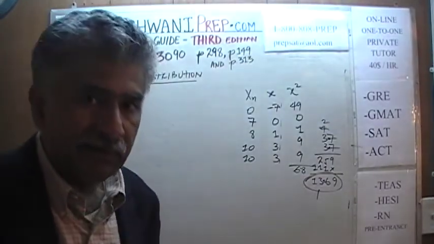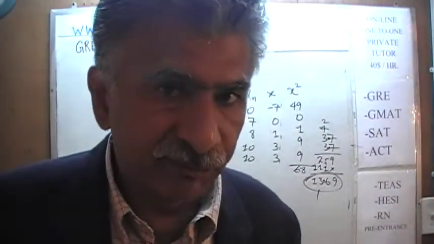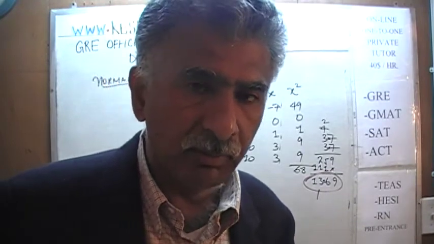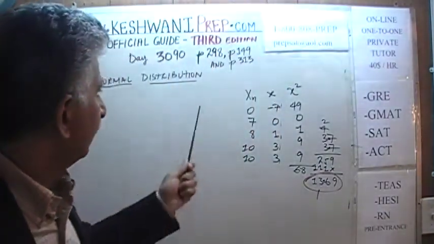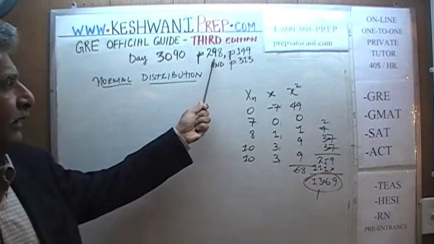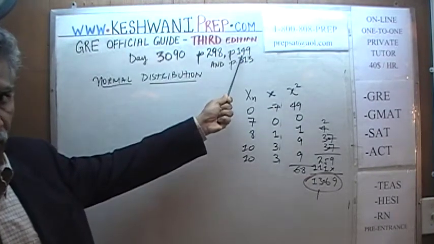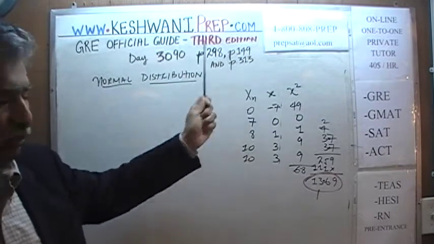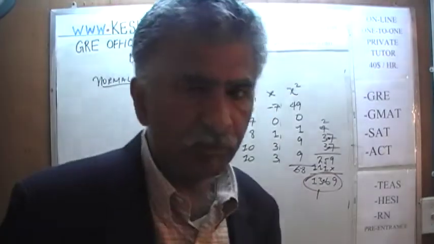You will find the relevant material on this topic of normal distribution in three different places. I have marked here on the blackboard all of these three locations. We are on page number 298. But you should also refer to page 149 and page 313. These areas are where you will find discussion of normal distribution in the book.